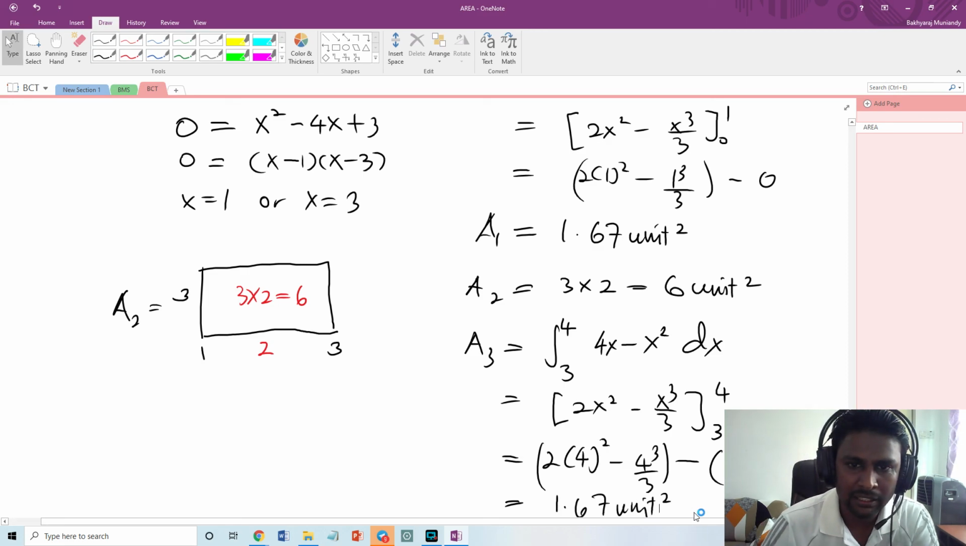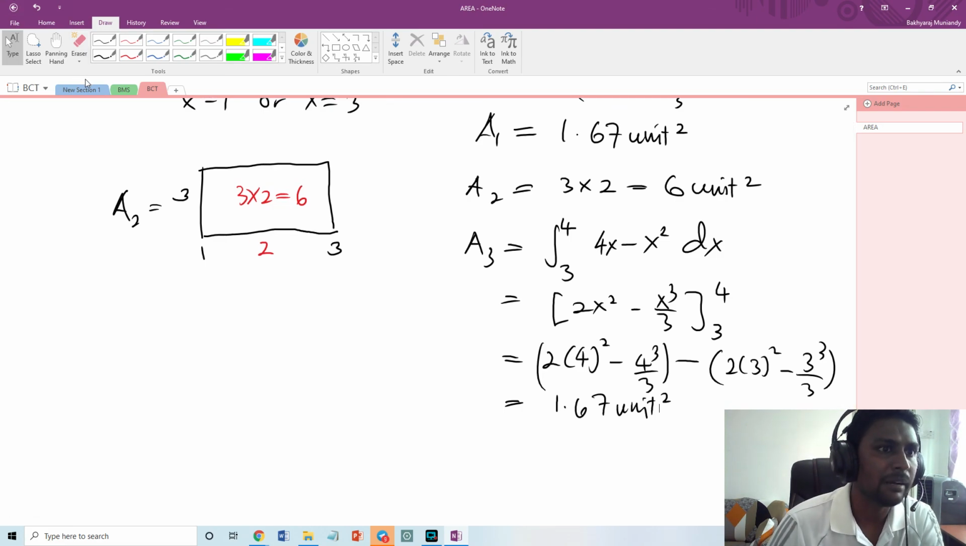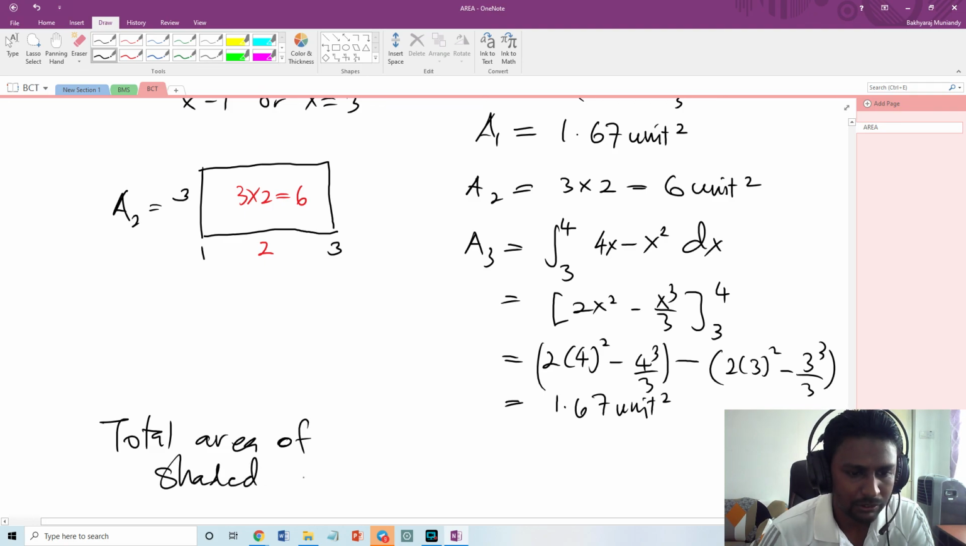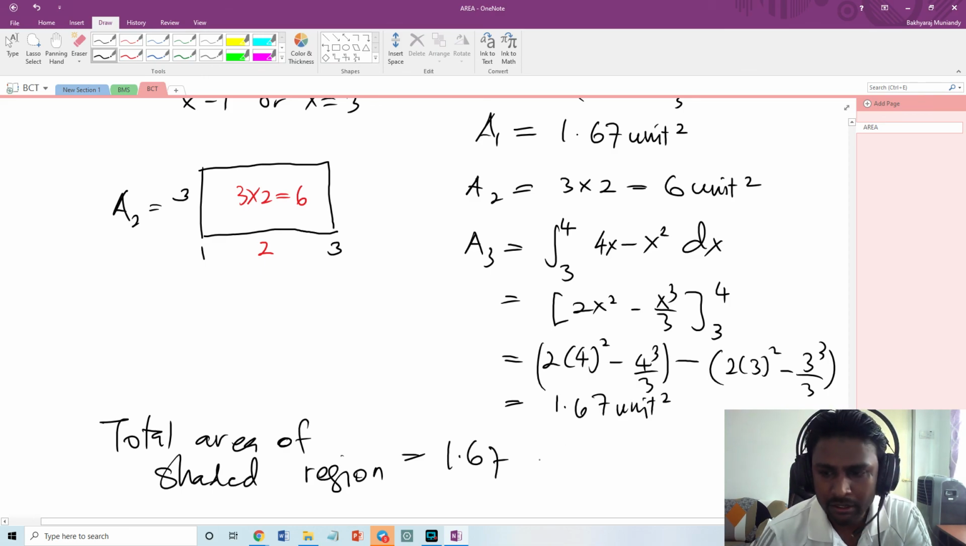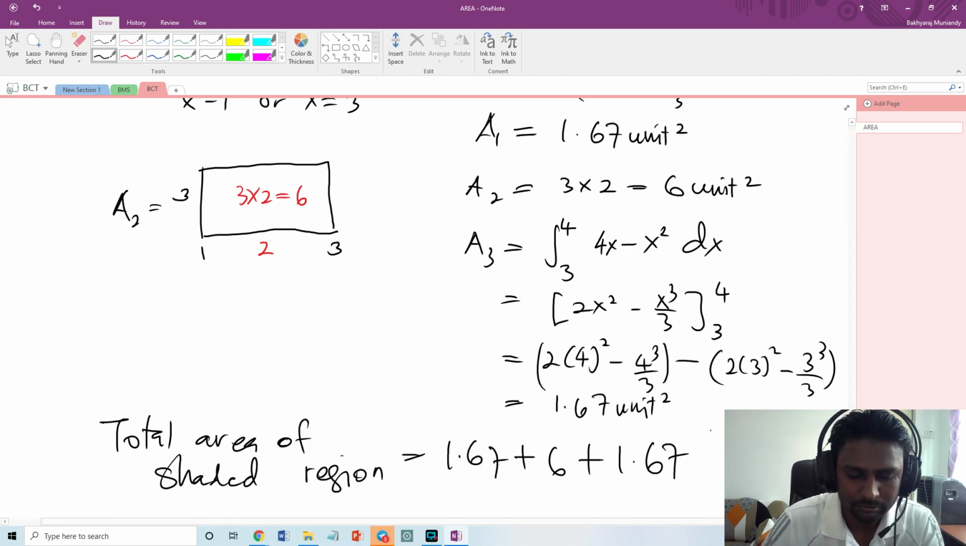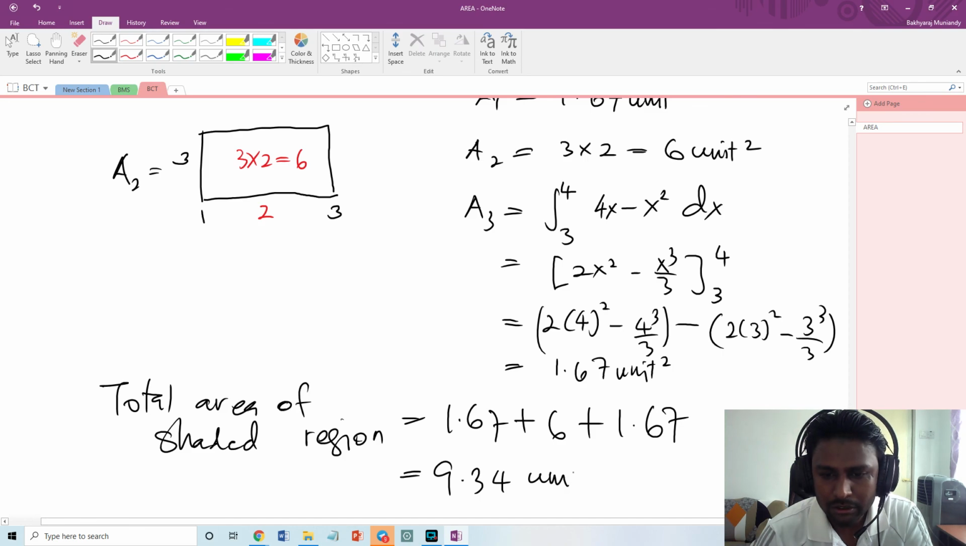Okay, what is our last answer? Tambah semua, betul. Very good. Total area of shaded region. Okay, total area of shaded region is 1.67 plus 6 plus 1.67, which is 9.34 unit square.